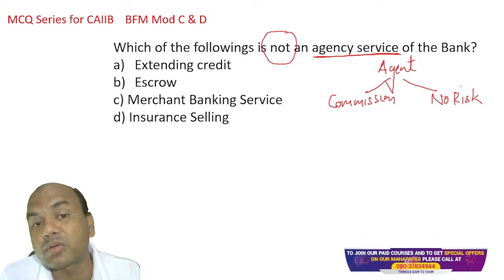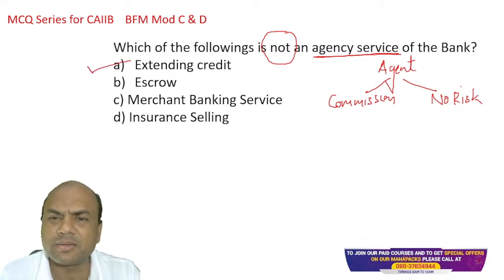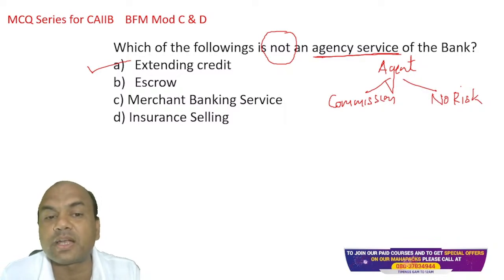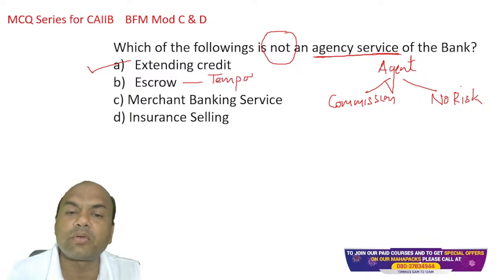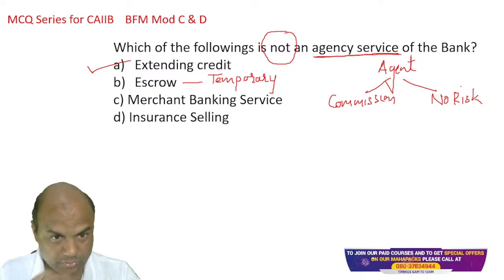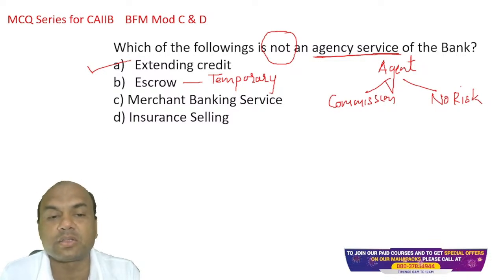So which of them is the agency service, or which is the core banking service? Core banking service is this, extending credit. It is not the agency service. Escrow is an agency service. Escrow means what? It's a temporary account. It is opened generally when there is a project to be done between two companies. Okay, so that is an escrow account. Merchant banking services, this is also an agency service.